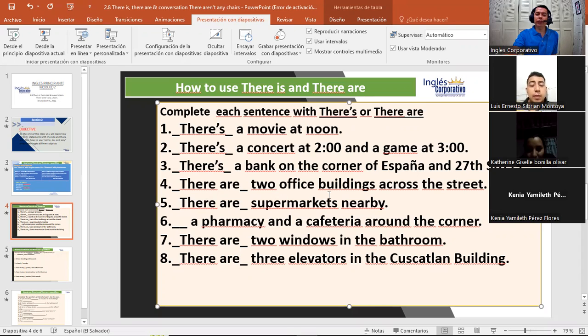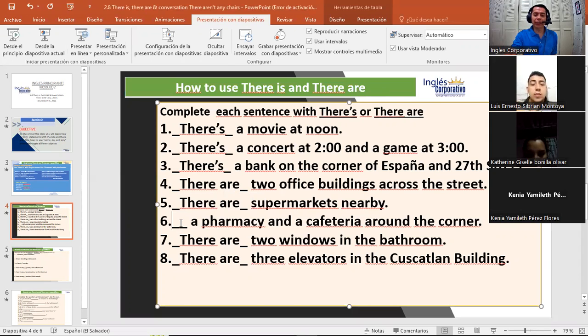There are two office buildings across the street. Please don't say street, right? No. Street with S. There are two office buildings across the street. There are supermarkets nearby.